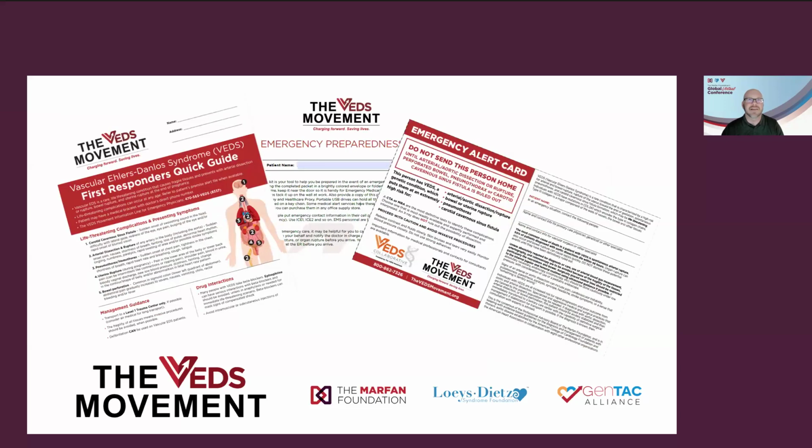And then we also have lots of other resources that have been developed. So an emergency preparedness kit, which can be a little bit daunting, but I encourage people to work through that and fill that out. There's an emergency alert card that has been developed, as well as a first responders quick guide. I encourage people to just keep that information by their front door. In case of a medical emergency, the best thing that we can do is to be prepared.